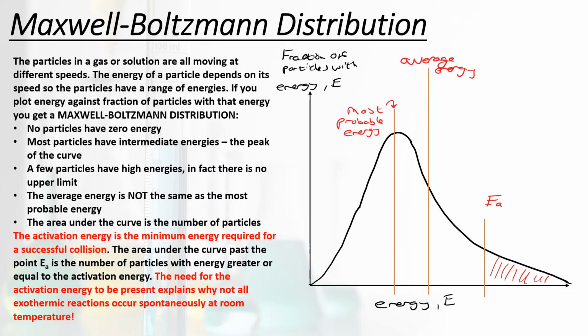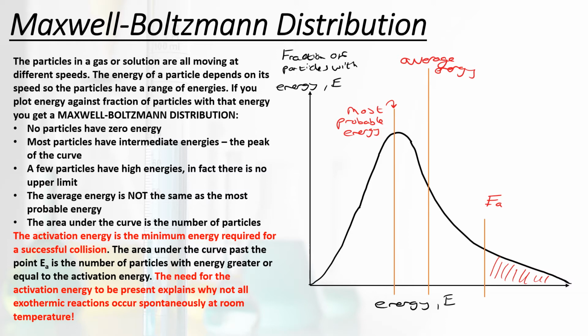Now, if you plot the energy against the fraction of particles that have that energy, we get something called a Maxwell-Boltzmann distribution. Our y-axis is the fraction or the number of particles that have a specific energy, and then the x-axis is the energy.